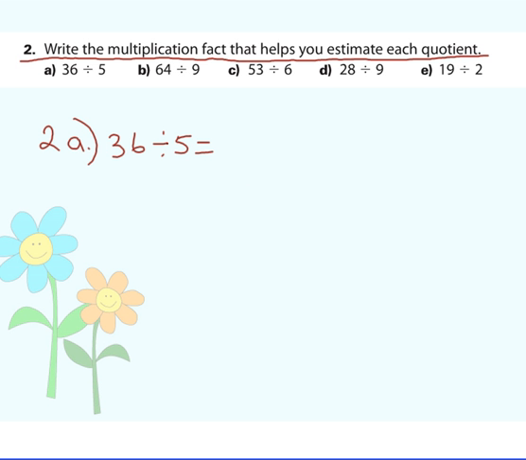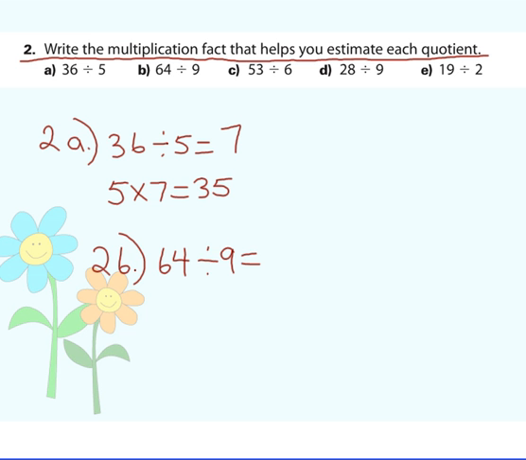So we have to write the multiplication. 5 times 7 equals 35. So an estimate of 36 divided by 5, the estimate would be 7. Okay, you write down B, then pause the recording, and then you solve it. So the question is 64 divided by 9. What multiplication fact helps you solve and estimate that quotient?